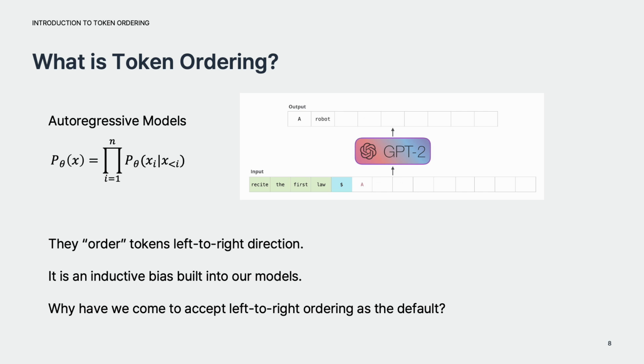We can now think about the following. Modern LLMs order tokens from left to right. This is similar to how we built an inductive bias into CNNs for image processing. Here it is an inductive bias built into the language model. But why have we come to regard this left to right token ordering as the norm or something obvious? In fact, there is a historical background to this.